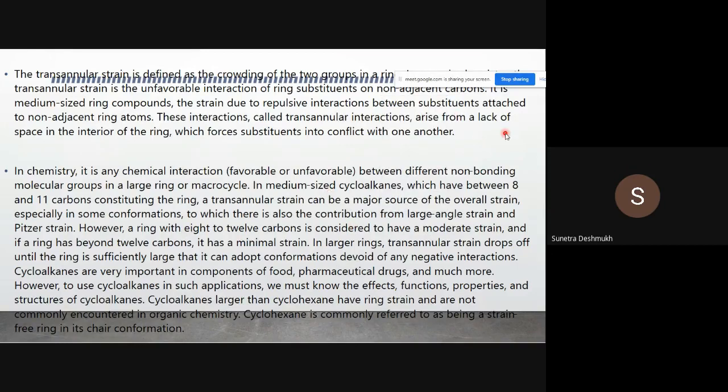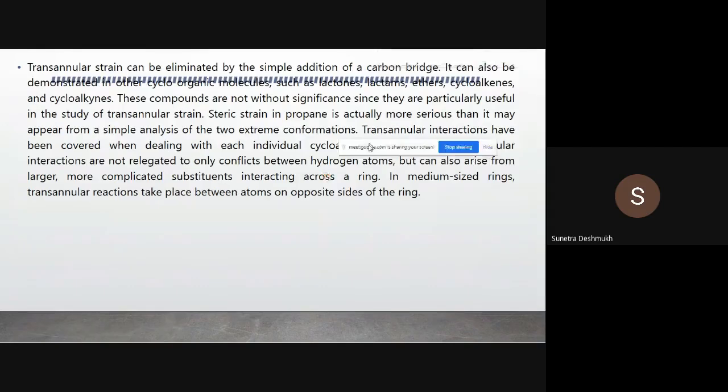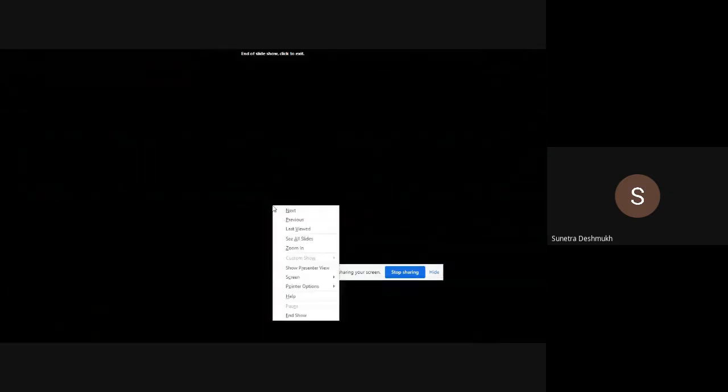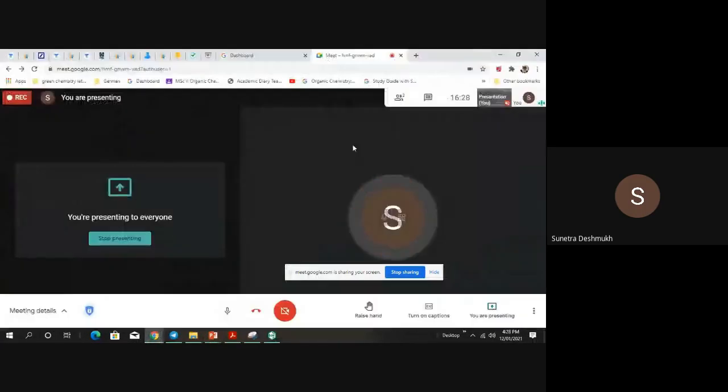Here is some information I have given regarding transannular interactions or reactions. Please go through that and try to draw a lot of information from it. I have made all these slides only as reading material, and in this way we can say that we have finished our transannular reactions topic. If needed we can make one more lecture on this.